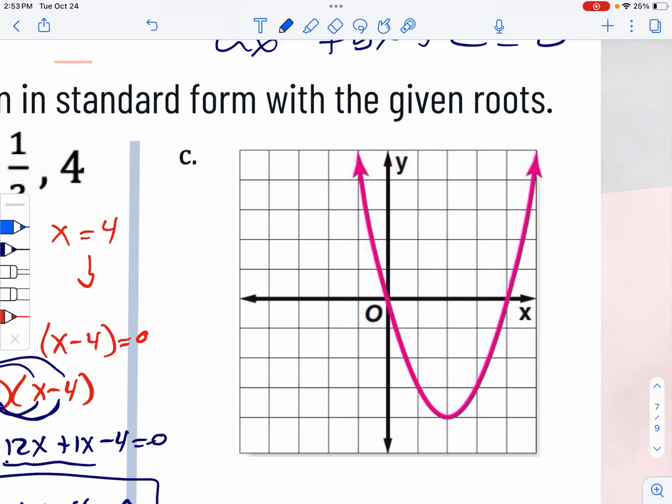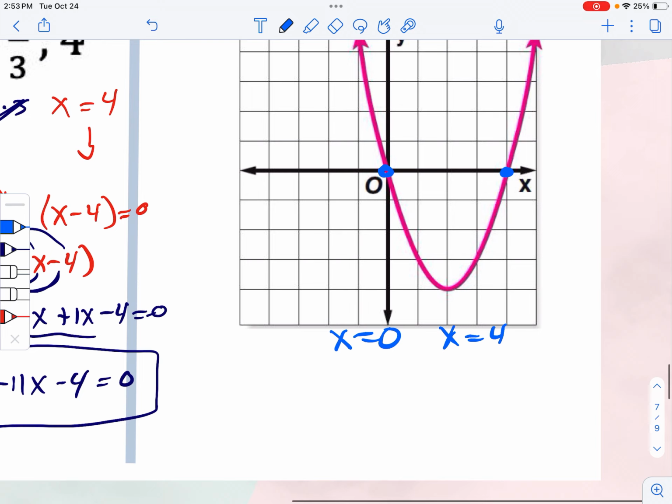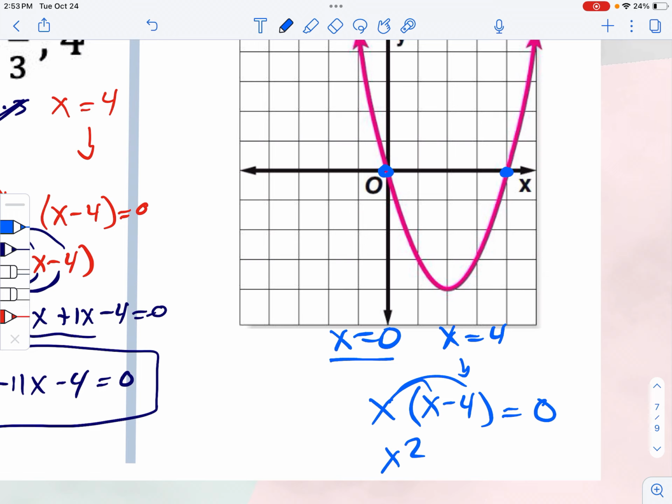This one, some people don't really know what to do with it. Well, they give you the zeros. It's where it crosses the x-axis. So the first one is x equals 0, and this one is x equals 4. So take your roots or your solutions and write them as factors. Well, this one's easy. That's x minus 4. That's my factor there. Here, x equals 0, that's just x. So you're just basically multiplying by x. So x times x is x squared, and x times negative 4 is negative 4x. And that's all equal to 0. There you go.